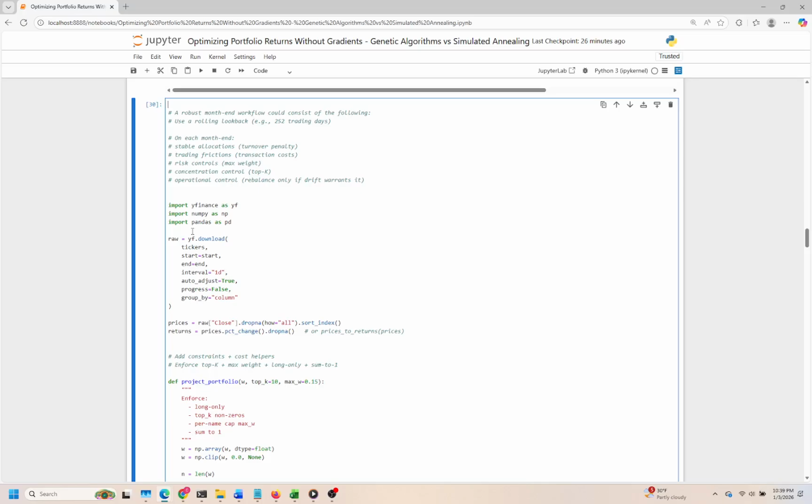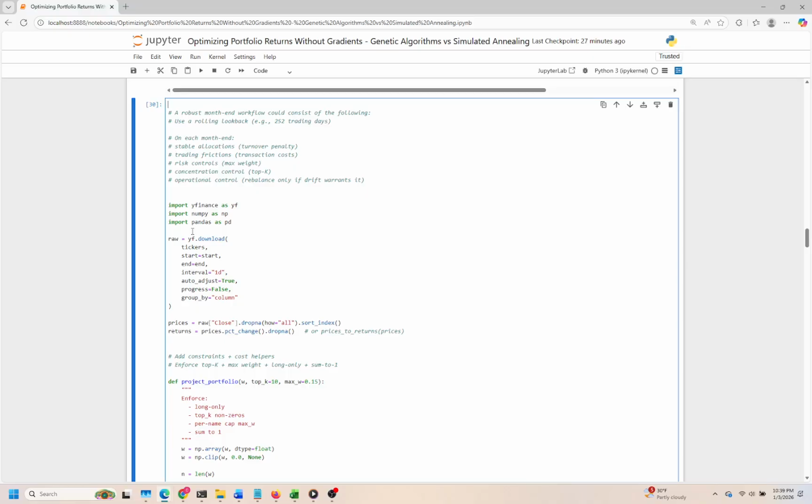Cell 7. In this code cell, we're developing a complex month-end portfolio optimization strategy that accounts for market realities, such as transaction costs and risk controls. This is crucial for making informed decisions about asset allocation at the end of each month, while balancing the need for performance with practical considerations.